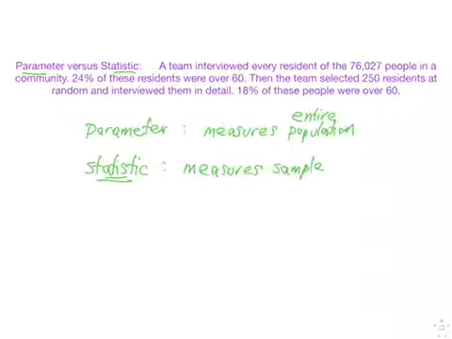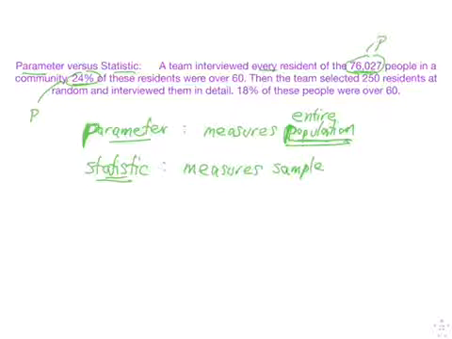In this example, a team interviewed every resident of all the people in a community. 24% of them were over 60. This number, 76,027, and this percentage from that entire group, those are called parameters. And parameters, again, we associate with population. Parameter, population. I'm trying to emphasize the P there.